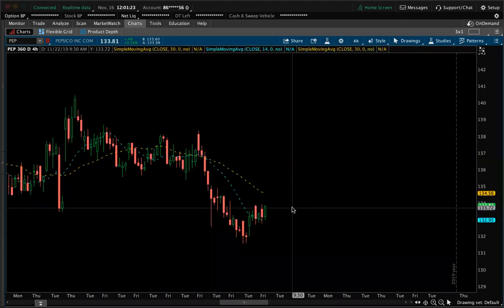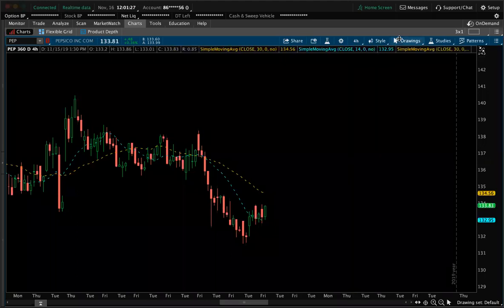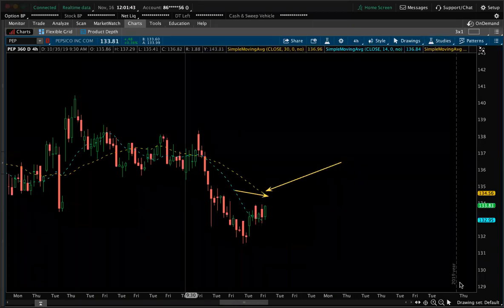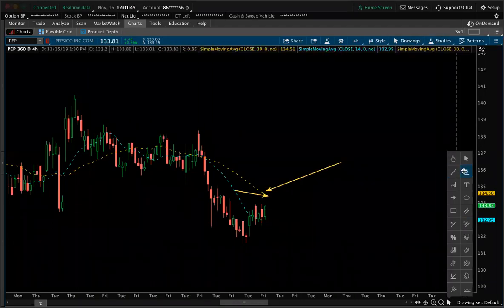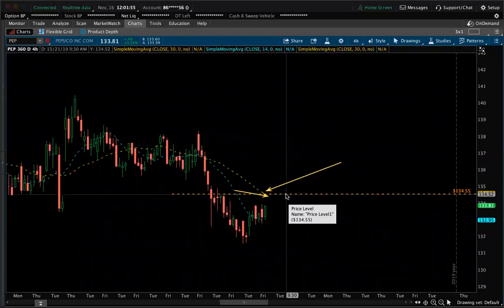So I have 10 contracts. So here at this level, let me get my arrows. There we go. All right. So here, somewhere here, or it can be here, because that 30 SMA is coming down. So if price comes to this level, and let me use a level 2 as well. So let's say price vacuums to here. Boom. 134.55. I'm going to take off 5 contracts here.